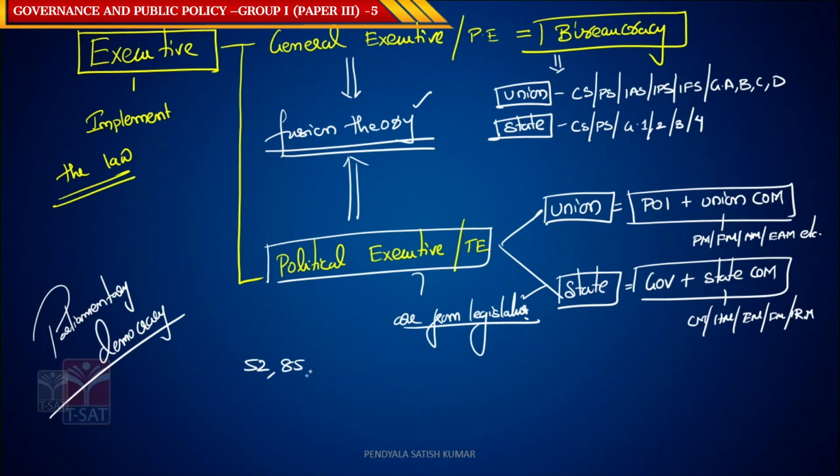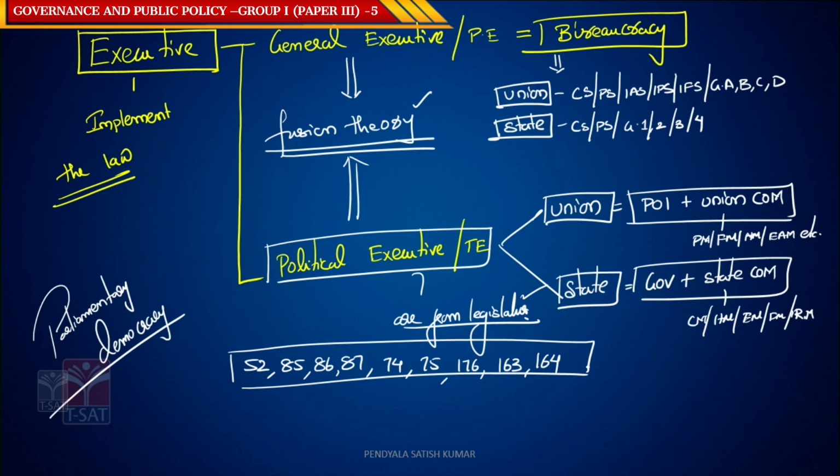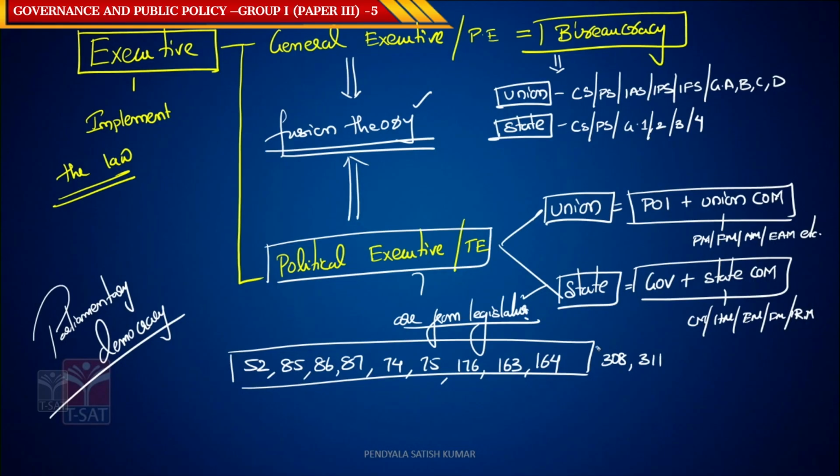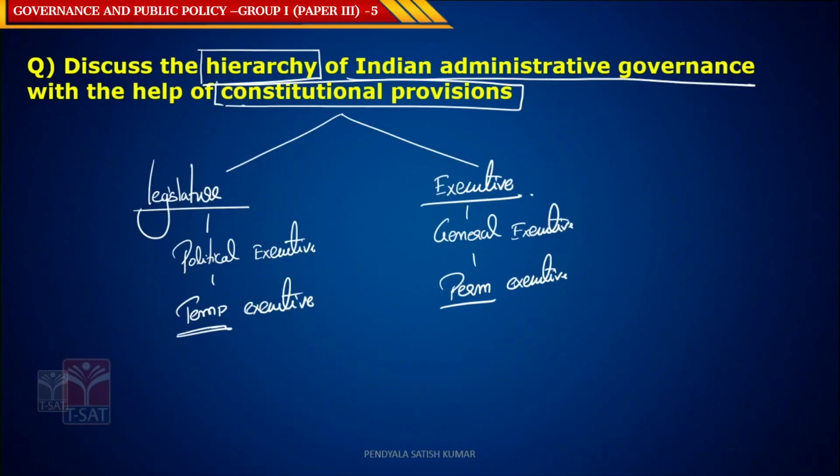So what are the constitutional provisions linked to this? Article 52, 85, 86, 87, 74, 75, 176, 163. All these are the constitutional provisions linked to whatever we have discussed now. Also 308 and 311. All these constitutional provisions are linked to the executive part which you have discussed till now. So this is the answer you need to write for this particular question: discuss the hierarchy of Indian administrative governance with the help of the constitution.